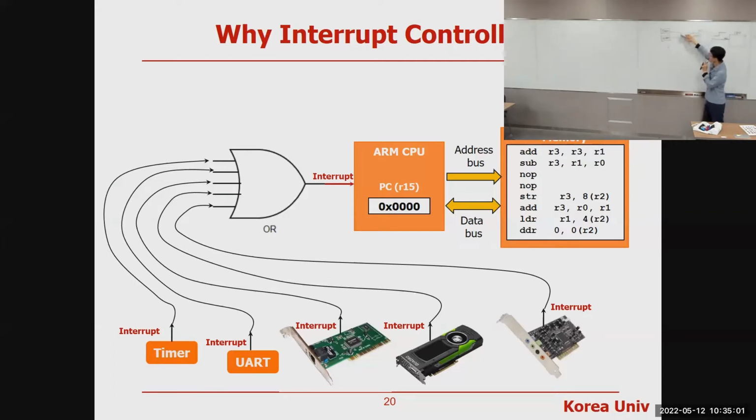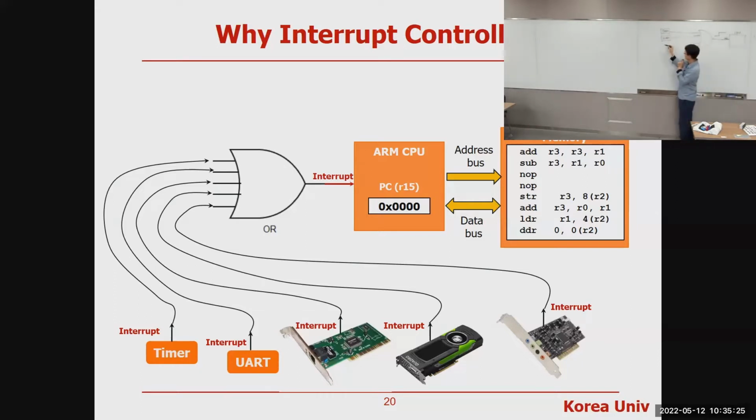Interrupt is generated by one of them or several of them. Then that line got asserted. Then the CPU gets interrupted, and the first thing you have to do is figure out who generated the interrupt. Then how would you find out?